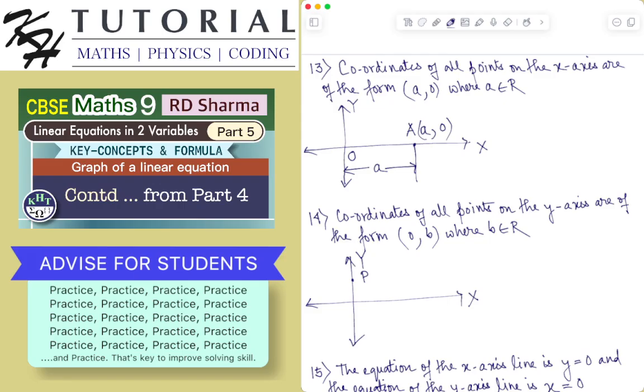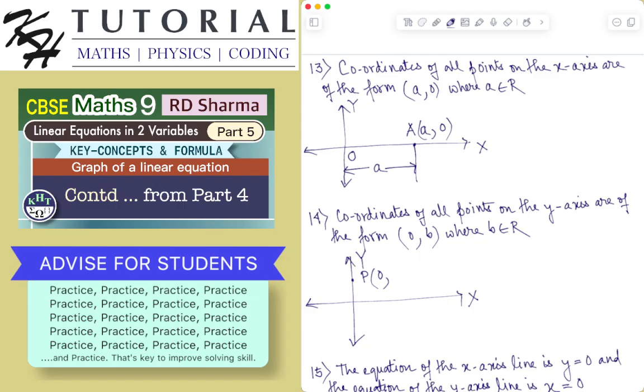The distance of any point P lying on the y-axis from the y-axis will obviously be 0, and that is the abscissa. What will be the abscissa of the point P, where the point P is lying on the y-axis? It will be the distance of the point P from the y-axis, which is 0. So 0, comma. Now the ordinate will depend on the distance of the point P from the x-axis.